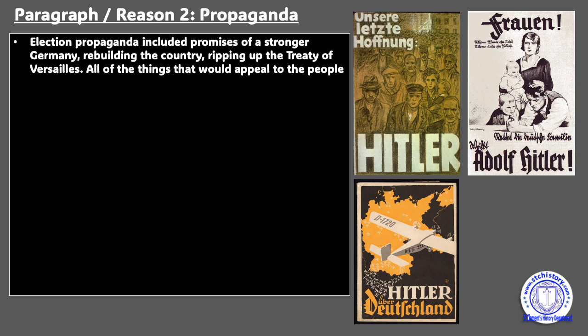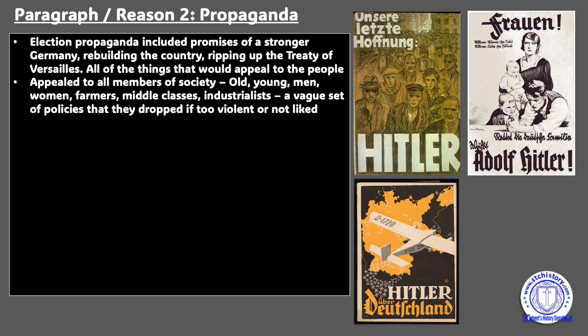So some content that you might want to include for your propaganda paragraph is that this election propaganda included promises of a stronger Germany, rebuilding the country, ripping up the Treaty of Versailles, basically all of the things that would appeal to all of the people, and that would make even the most moderate of Germans happy, because they obviously all didn't feel the Treaty of Versailles was particularly fair.